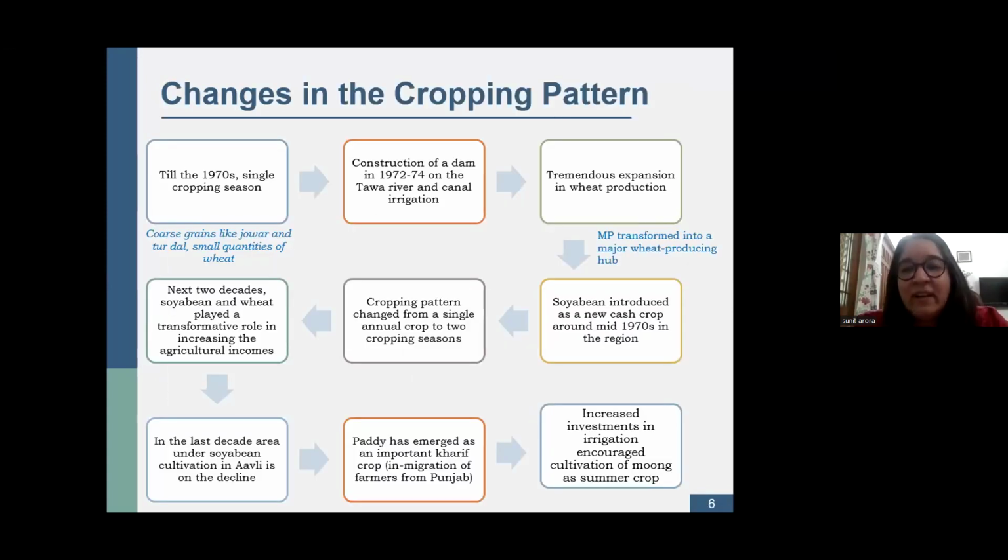I will start the story around 50 years ago, in the early 70s. Till the early 70s, this region, which is the Narmada Valley region, now the irrigated parts, used to be single crop, used to have a single cropping season. Now, this is a very important terminology in agricultural economics. Single cropping season means when you can take only one crop per year on a particular piece of land, right?